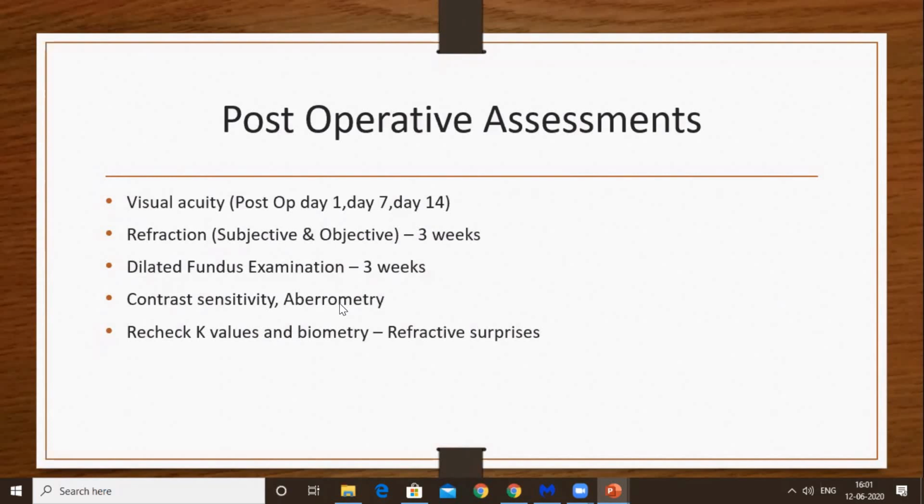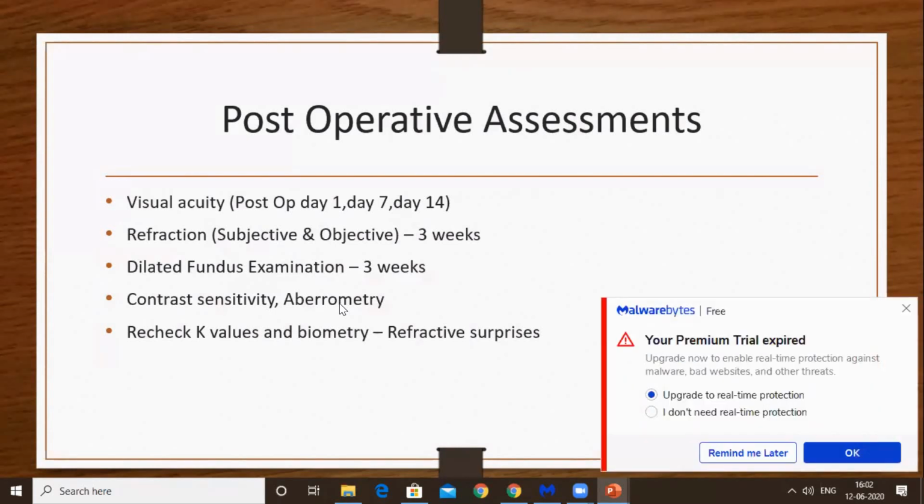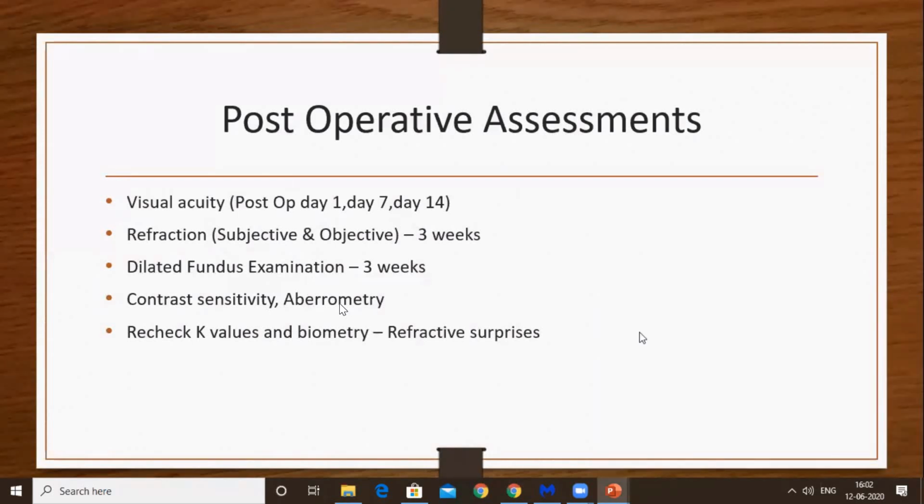Aberrometry is very important in cases of refractive lenses. Why? Because, as I already told, refractive lenses use the spherical aberration technique to give that extended depth of focus. So in that case, aberrometry is very important to calculate the higher order aberrations after the surgery, and then you can check the offset after the surgery.